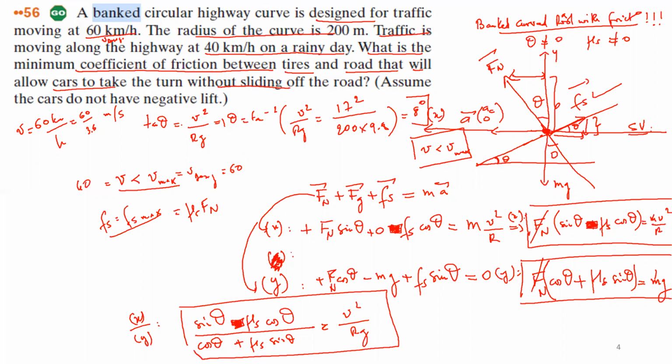Now I know theta from the first two lines. So I know sine theta, I know cosine theta. The only unknown is mu s. I know v, because v now is 40, so in meters per second, it will be 40 divided by 3.6 meters per second. I know r is 200, I know g is 9.8. So you do it and you find that mu s is just 0.078.